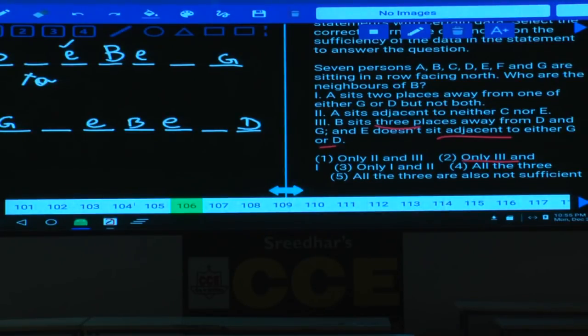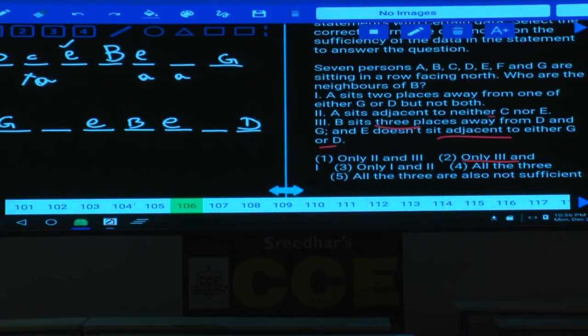If E is here, A cannot be at this place. As A cannot be here, then where should A be? A must be either at this place or at this place, isn't it? Then where will this C be? C will be at this place. If C is here and A sits adjacent to neither C nor E, then tell me, am I getting the answer or not? Now also I am not getting the answer. Hence, only 3 and 1, one minute.